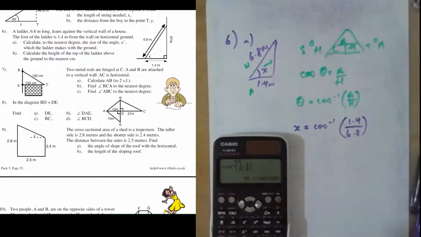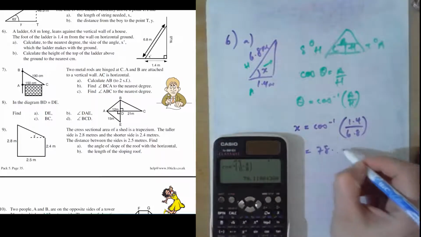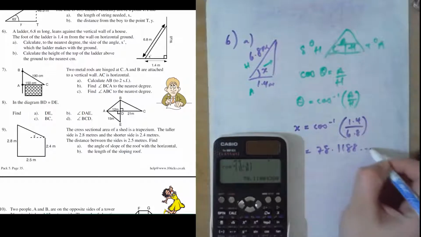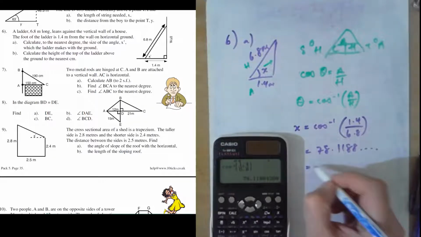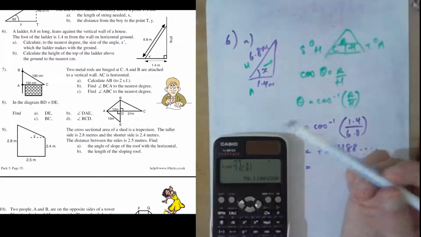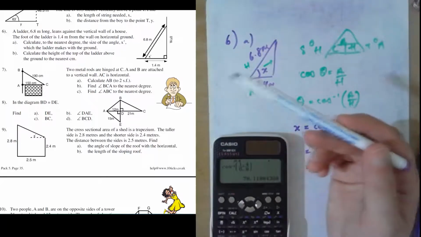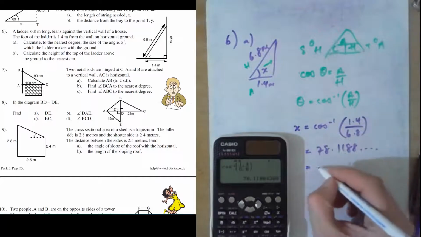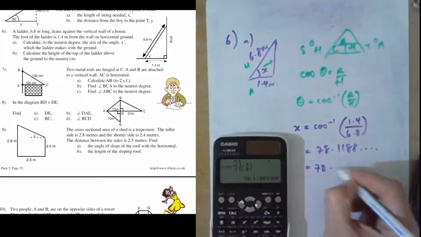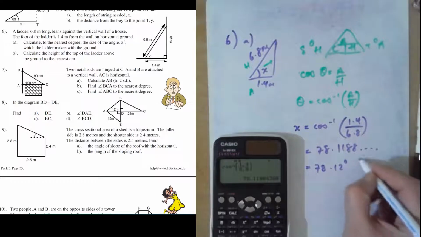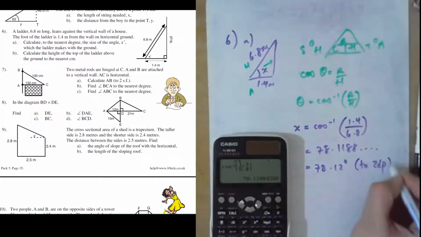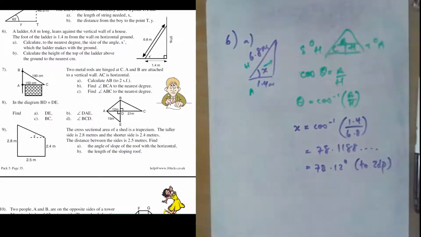Okay, so you should have 78.1188... Okay, so that is equal to, because it doesn't actually give me a degree of accuracy on there, I'm just going to choose 2 decimal places. So I'm going to say 78.12 degrees to 2 decimal places. Most of the time in exams, it will have 2 decimal places or it's 3 significant figures. Okay, so that is my angle.